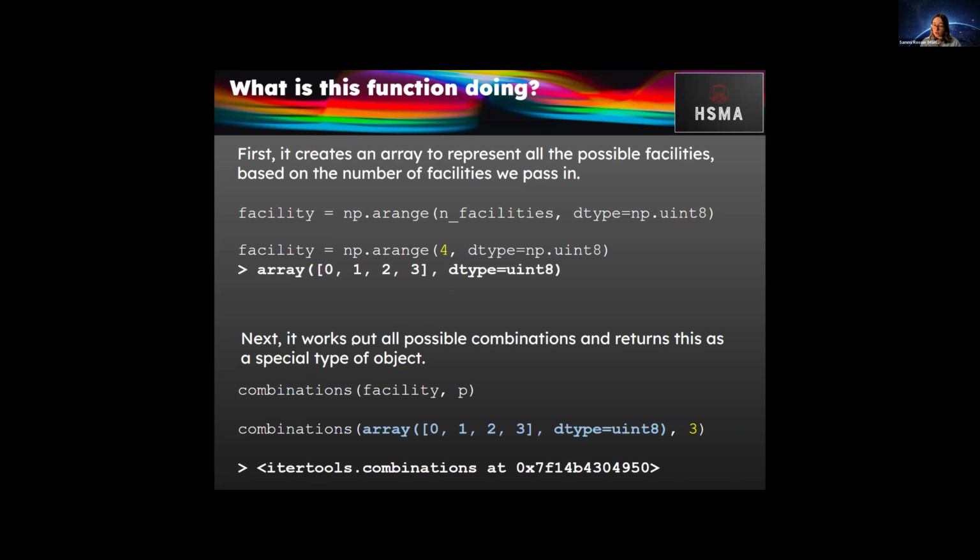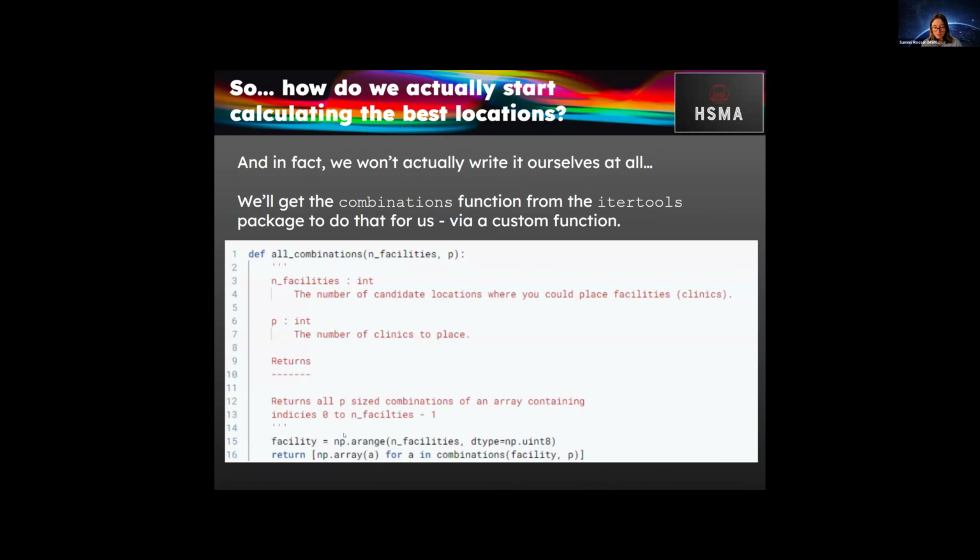Next, it works out all of the possible combinations and returns this as a special type of object. So looking back at our code here, np.arange was our first line here. For the data type, we're just saying, please give it as an integer number. We don't want floats. Decimal places don't make sense here. We just want an integer. So that's what np.uint8 is. It's just saying, please give it as an integer.